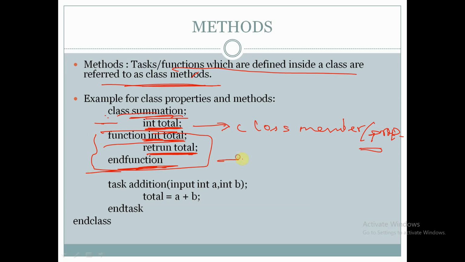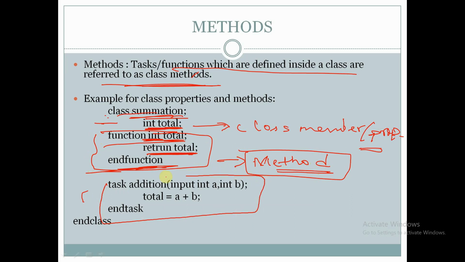So a function or a task which is declared inside the class is called a method. So this is also a method. A task declared inside the class is also referred to as a method. Methods of the class. This task is adding the variables a and b.